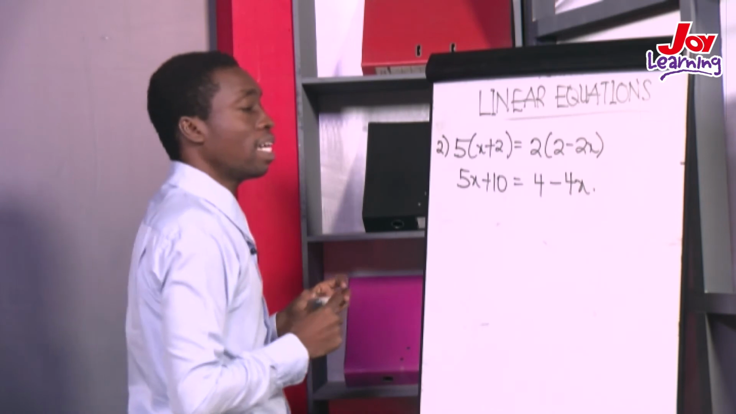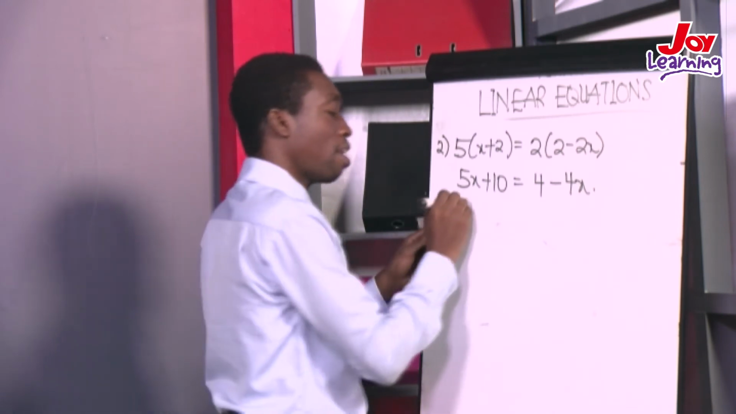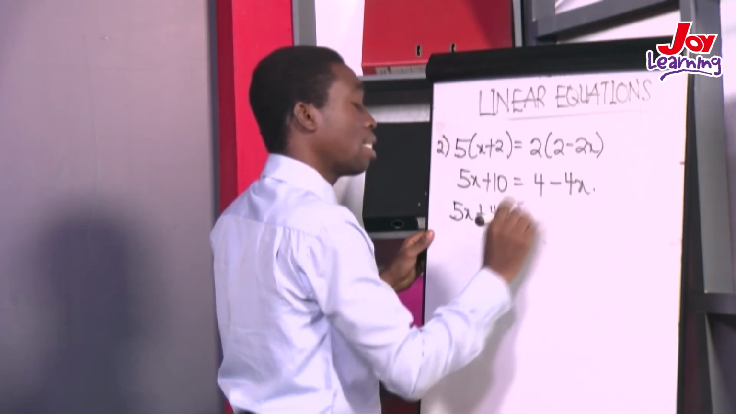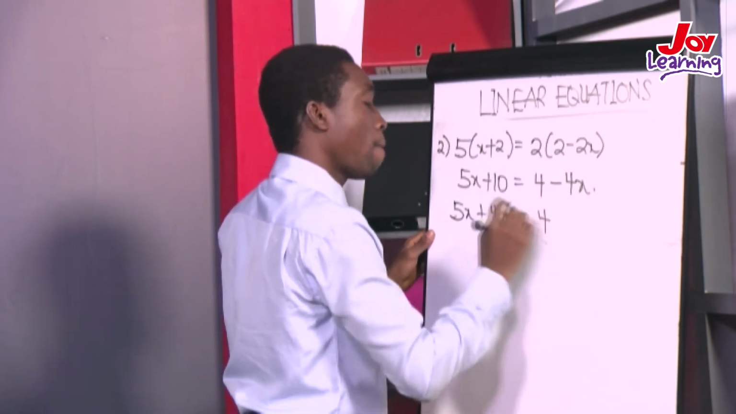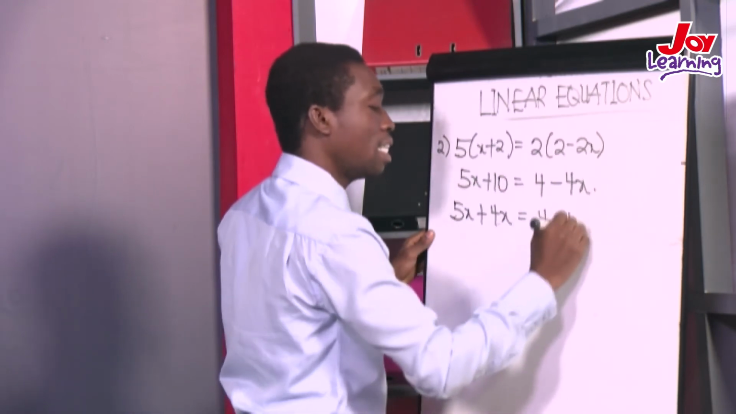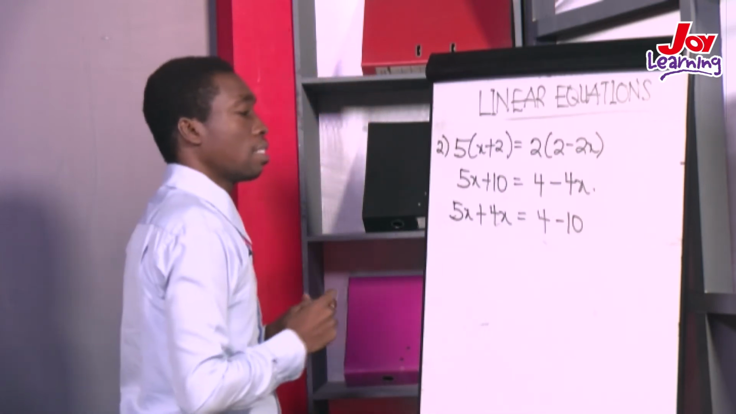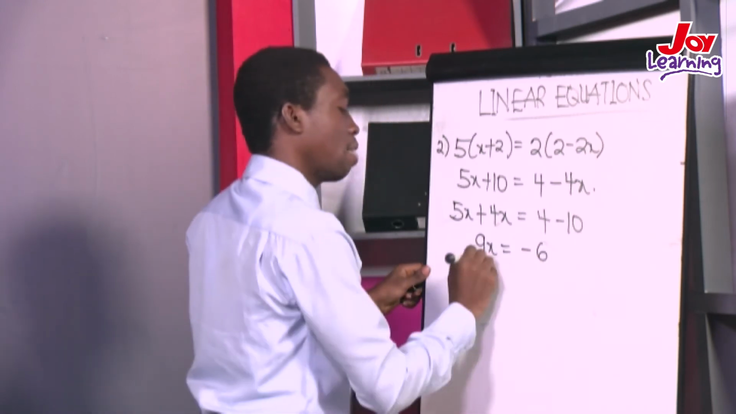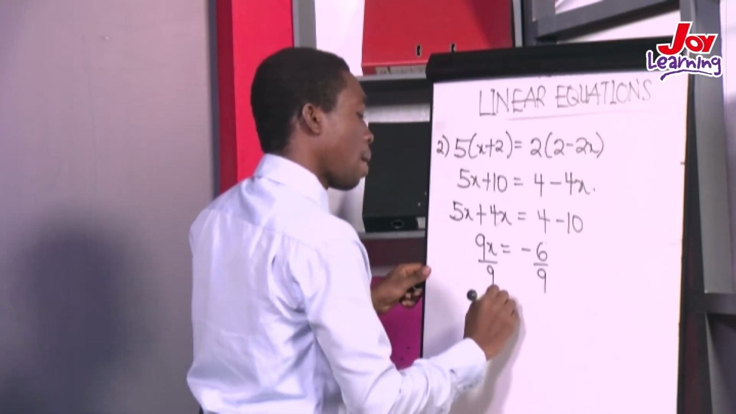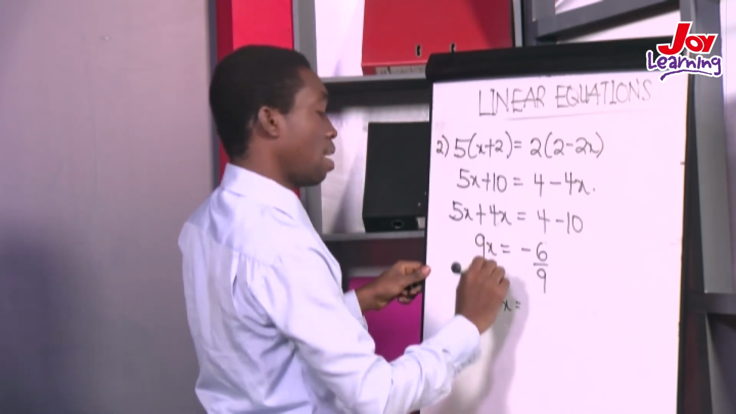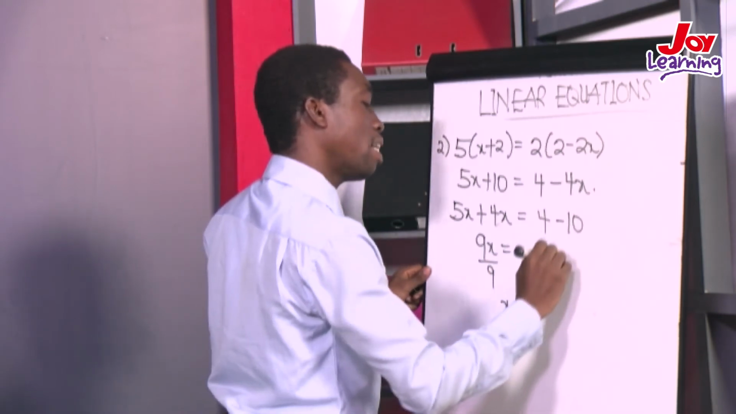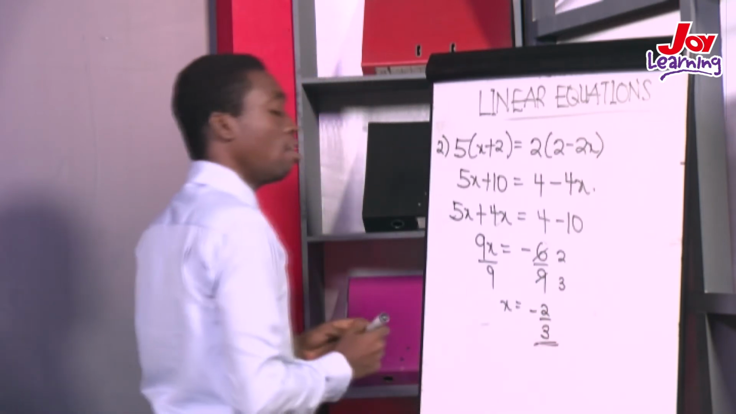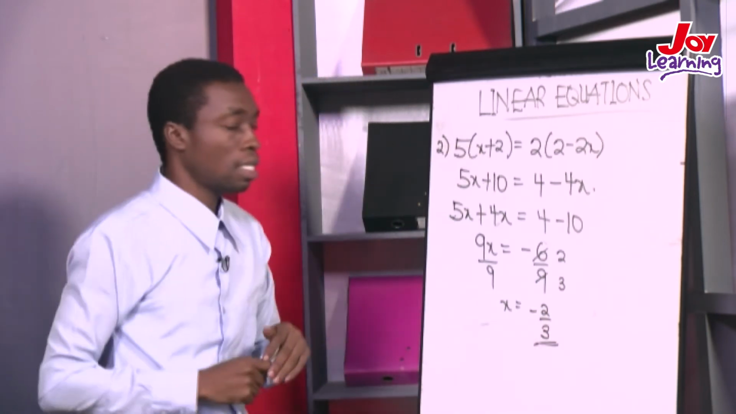So what do we do? We move all the x to one side, all the numbers to one side. We have 5x, and negative 4x comes here, so we have plus 4x because of the negative sign. We have 4, and the positive 10 comes and becomes negative 10. So we have 9x equal to negative 6. We divide both sides by 9, then we have x equal to negative 6 over 9, which we can divide to have negative 2 over 3. So that's the value of x that will satisfy the equation. That's it for the second one.